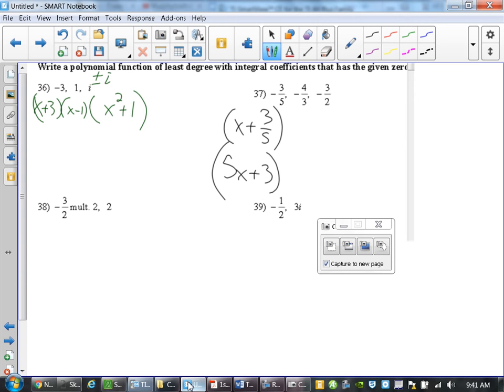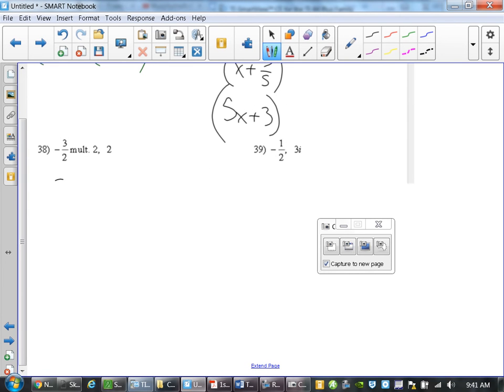Same deal with 38. When it says you have negative 3/2 with multiplicity of 2, that means it's there twice. So it's (2x plus 3) squared, and then an x minus 2. Or depending upon what the solutions give you, it could have been x plus 3/2. You just have to look at what their multiple choices are. Does that make sense?